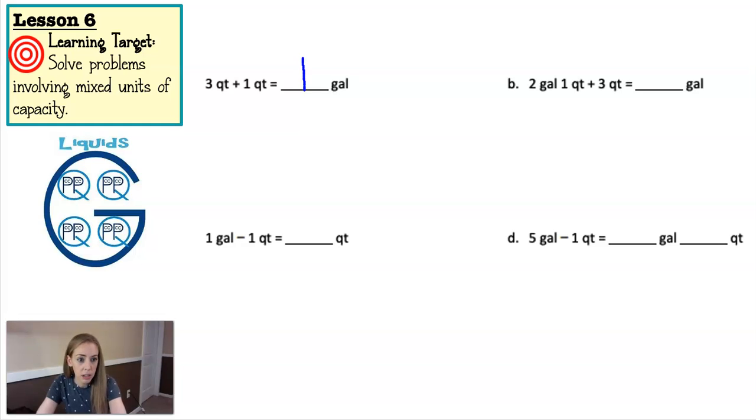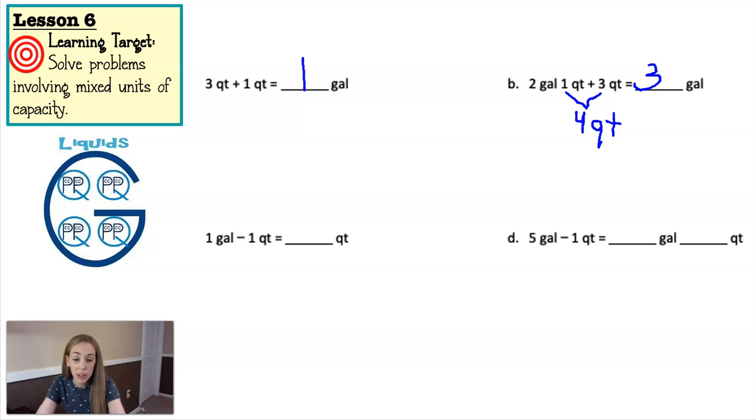For this one, we are adding. Pay attention because some of these are subtraction problems. But if we have 2 gallons plus a quart plus 3 more quarts, how many gallons do we have? Well, I know that if we put these together, I would get 4 quarts, and that just equals another gallon. So I have 2 gallons already plus 1 more gallon, which would equal 3 gallons.